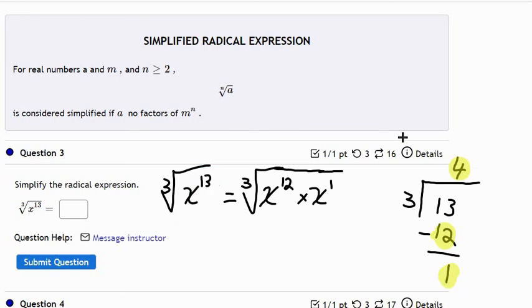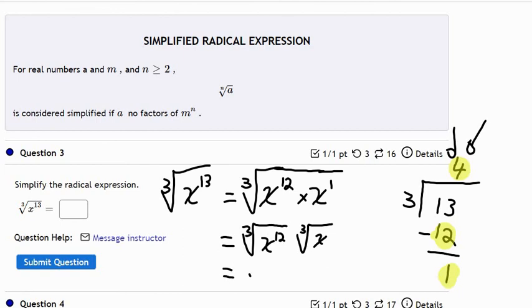Now that we have it broken up correctly, we're going to simplify by splitting it up using the product rule. It's going to be the cube root of x to the 12th times the cube root of x. Then that first one needs to be worked on. This last one is a simplified radical. To work on that first one, I need to figure out what power of x I need to cube to get x to the 12th. The answer is up here. You could just divide 12 by 3, and you'll get the 4. That's the point of that long division.